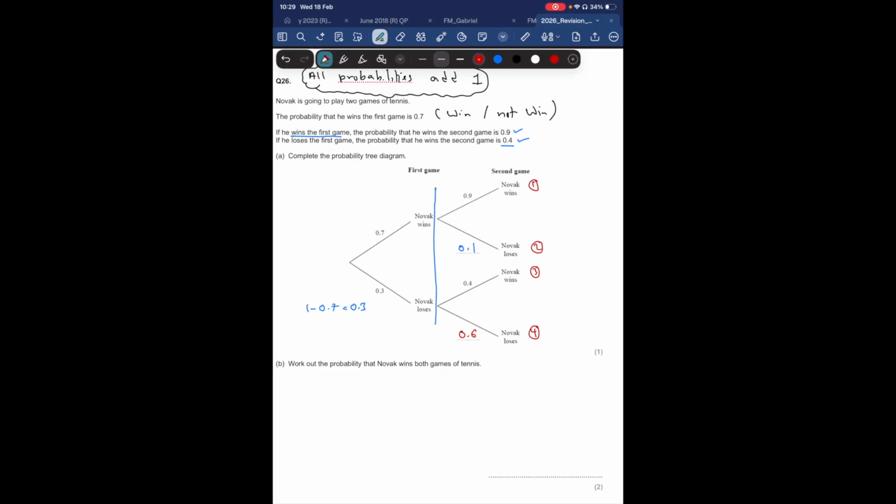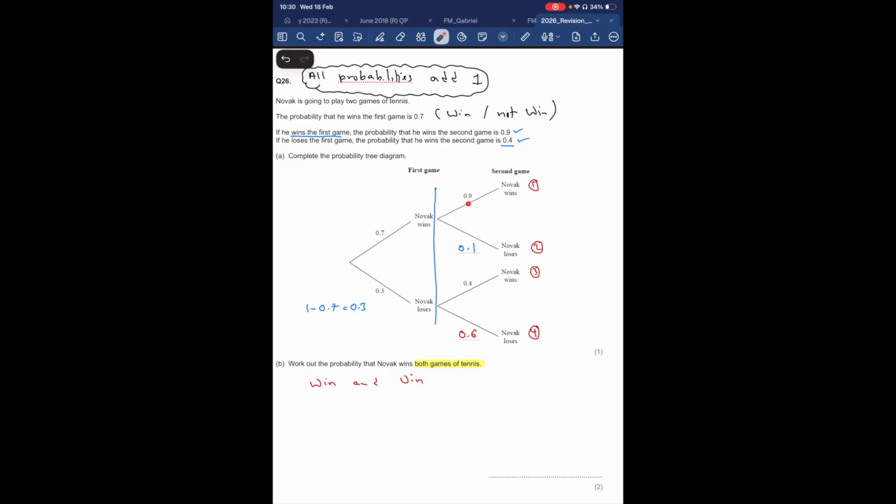To answer part B, we just have to find the combination or the route that we want. It's asking us to work out the probability that Nowak wins both games. So we want to find the probability that he wins the first game and he wins the second game. So we want a win and a win. So we go back to the tree and we find the path that gives us a win on the first game and a win on the second game.